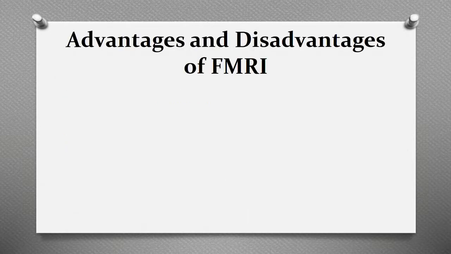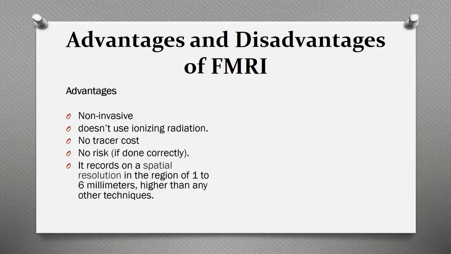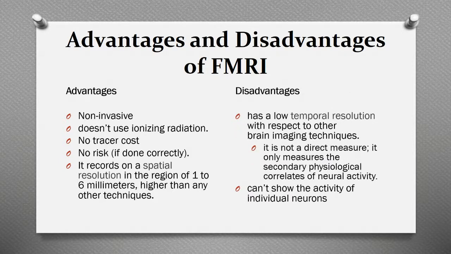The fMRI has a great advantage over other brain imaging techniques since it is non-invasive and does not use ionizing radiation. It also has no risk if it's correctly done, and it has a better spatial resolution. But still, it has some disadvantages, like it has low temporal resolution and it cannot show the activity of individual neurons.